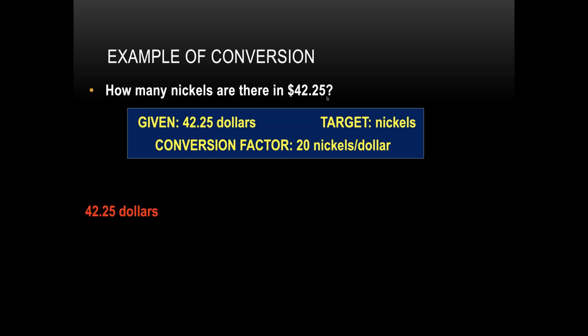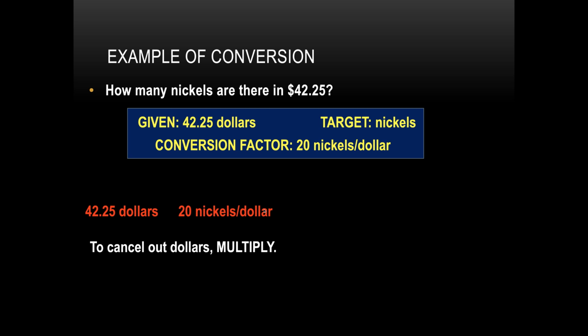Okay. So we have $42.25. We write the given first. We always write the given first. And then we write our conversion factor. Now, this time, the unit we're trying to cancel out is in the denominator. So if it's in the denominator, divide.